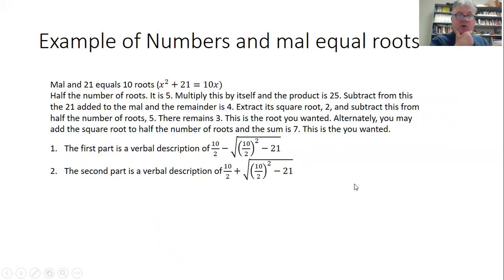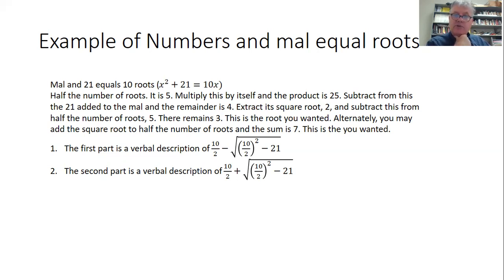So this is one where we've got mal and 21 equals 10 roots, or how we would say it, x squared plus 21 equals 10x. And he does things as usual, completely rhetorical. He says, half the number of roots, it is 5. Multiply this by itself and the product is 25. Subtract from this the 21 added to the mal and the remainder is 4.